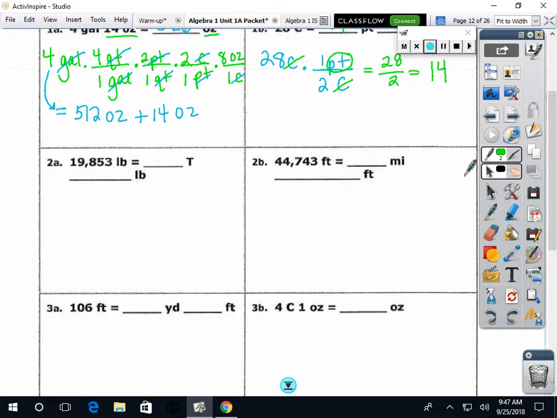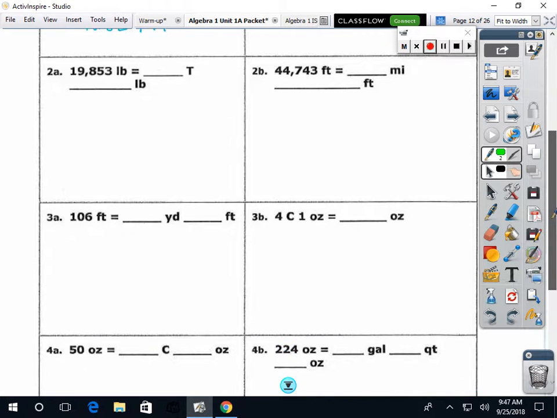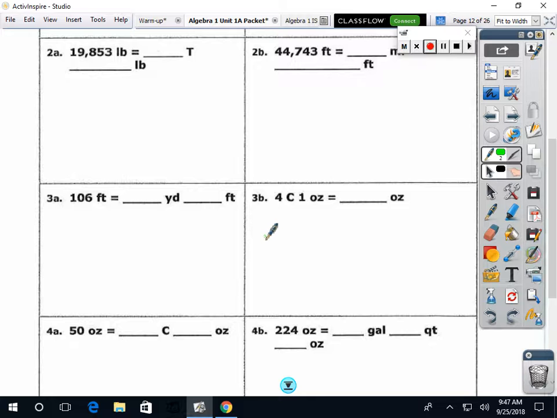I want to skip 2A and 2B because I feel like 3A is the easiest. So let's start with 3A so you kind of get the idea, and then we'll go back to 2A and 2B. All right, they want to convert 106 feet into yards and then put if there's any leftover feet. So we start with 106 feet, and we're going to take that to yards. Well, if feet's on top, feet goes in the bottom. What do we know about feet to yards?